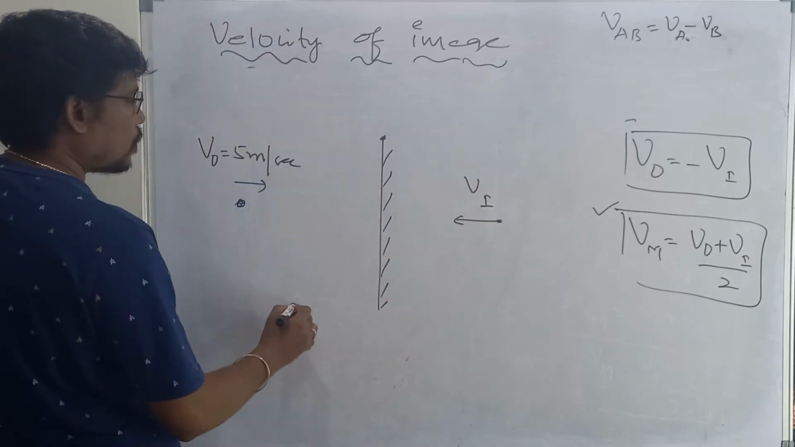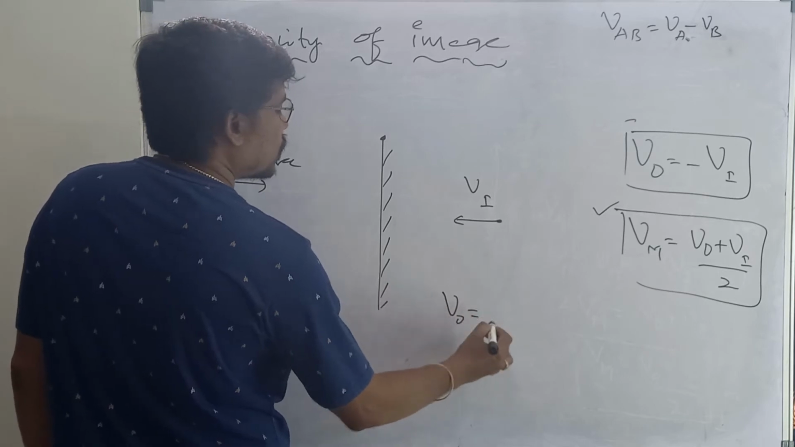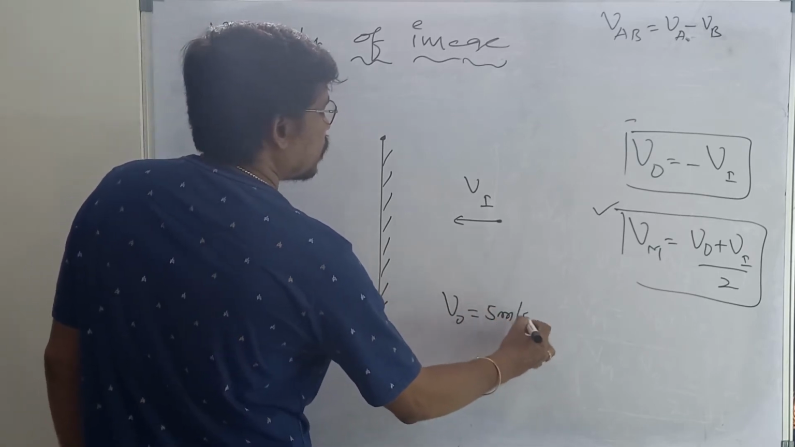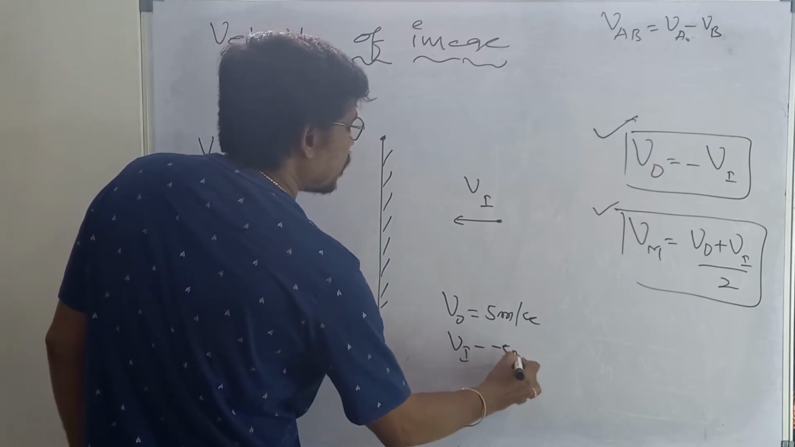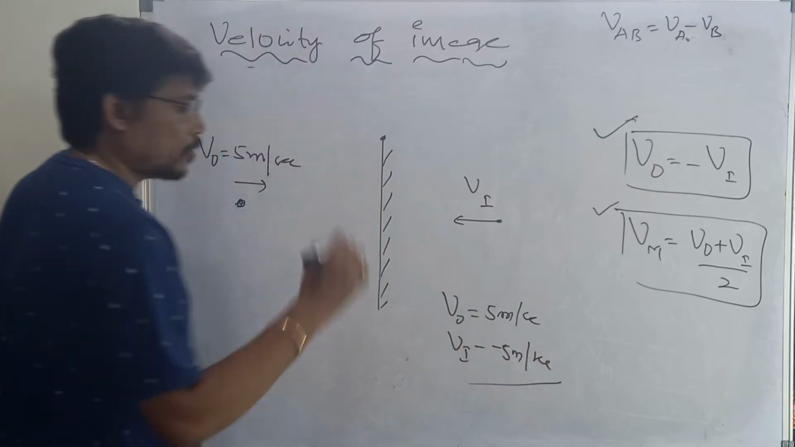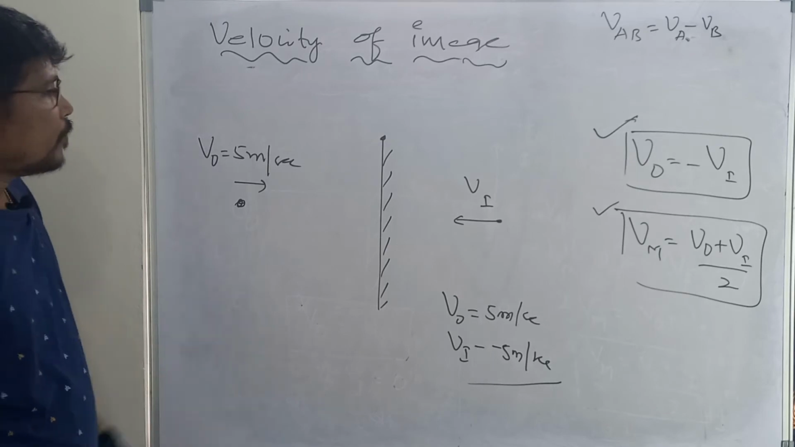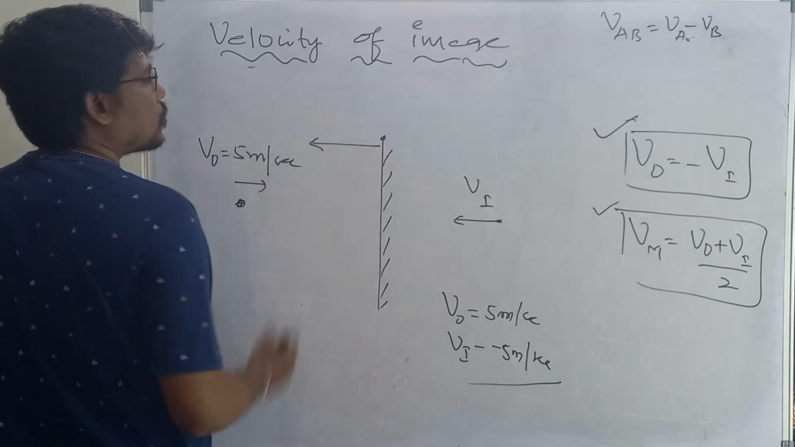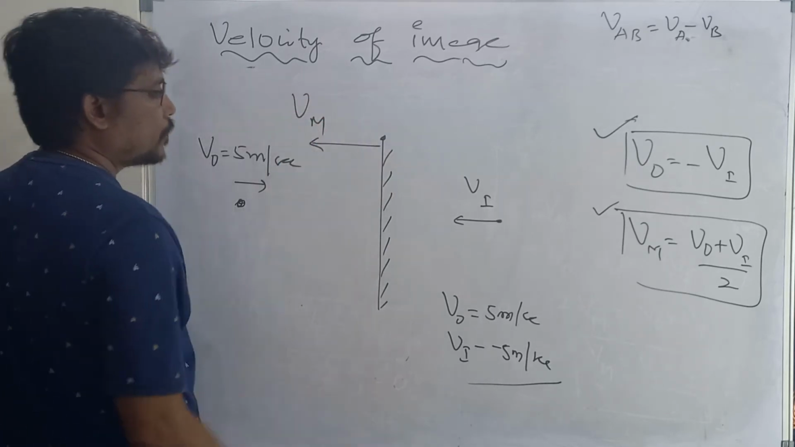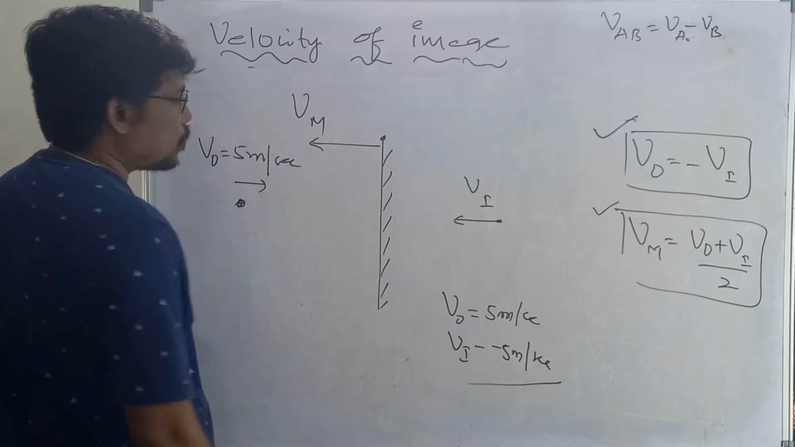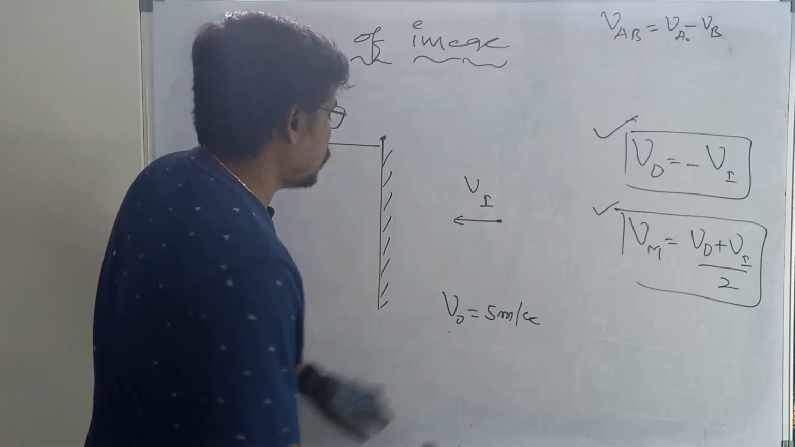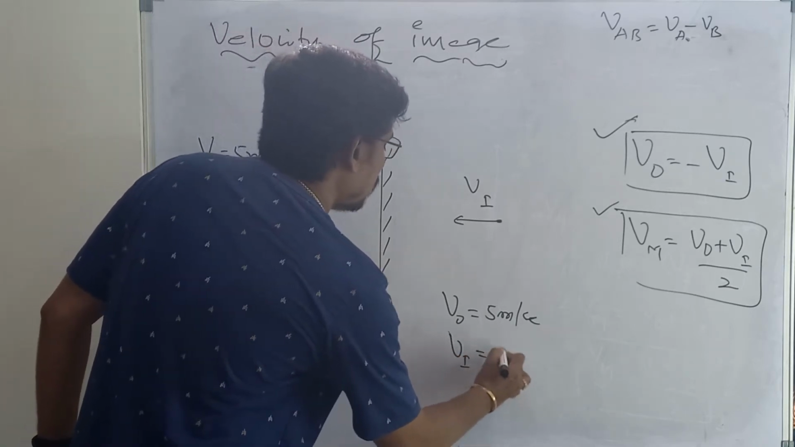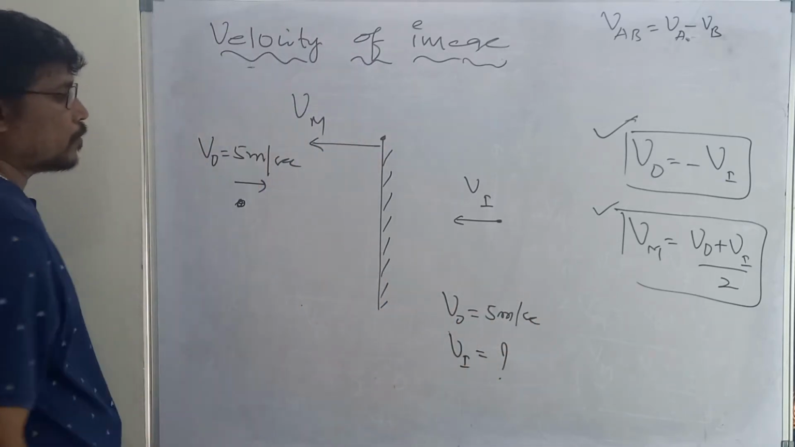What is the velocity of the image? As you know, the velocity of the image is equal to the velocity of the object, which is 5 meter per second, so use this relation. So the velocity of the image is equal to minus 5 meter per second. Okay, good. Now, if the mirror is also moving, then what is the velocity of the image?